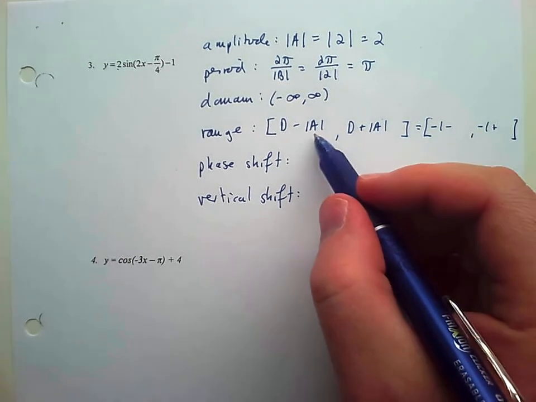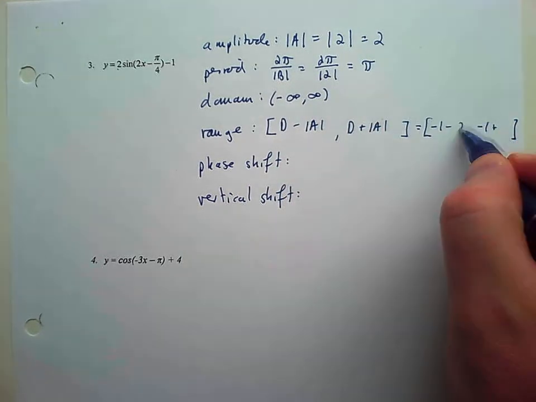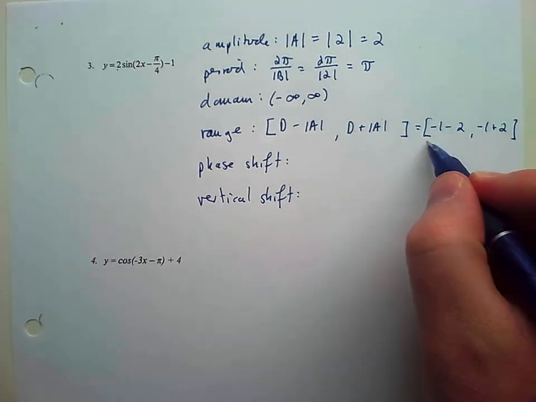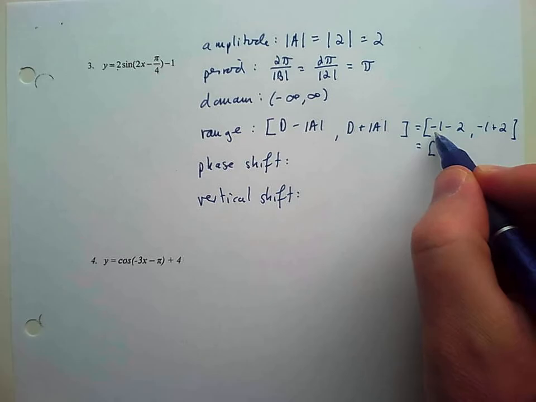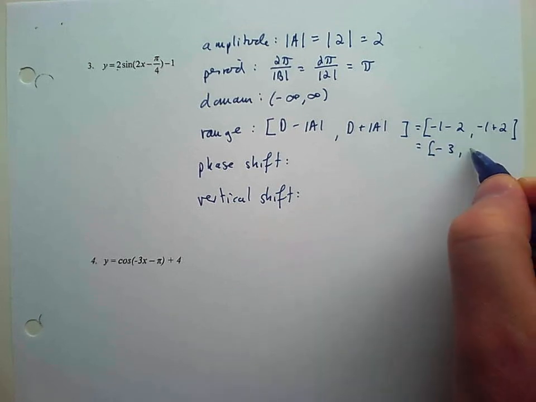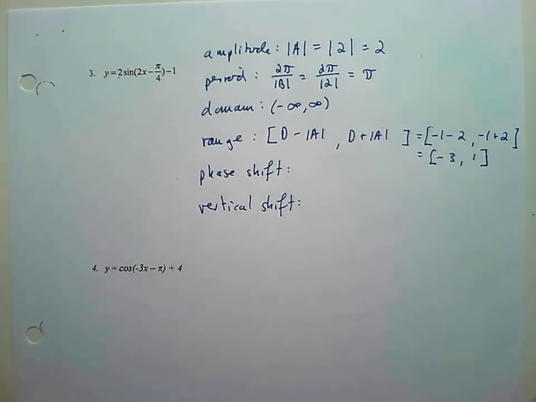We already determined that the absolute value of A is the same thing as our amplitude, which is equal to 2. So I can plug 2 into both those sections. Now if we do this arithmetic, clearly negative 1 minus 2 is equal to negative 3, and negative 1 plus 2 is equal to 1. I think I might have said 3, I meant to say negative 3 there. So from negative 3 to 1.